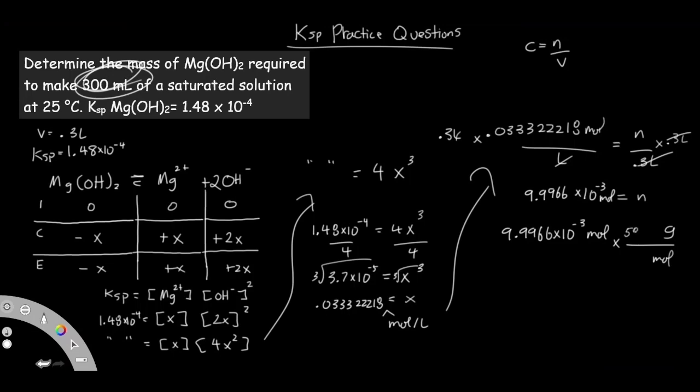58.3197. This cancels out, this cancels out. What do you end up getting left over for your grams? Getting a value of 0.58300 grams. This is your answer.